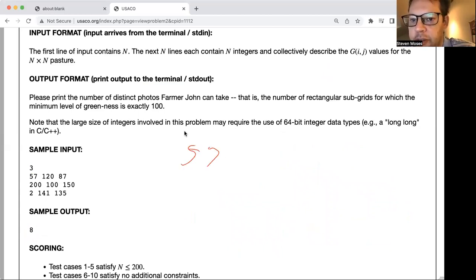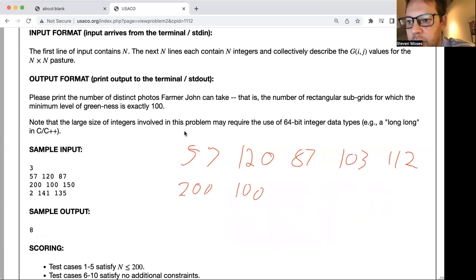I'm going to do 57, 120, 87, 103. I guess this one doesn't matter. And 112. We're going to do 200, 100, 150. Let's throw another 100 over here. And let's do like 88.